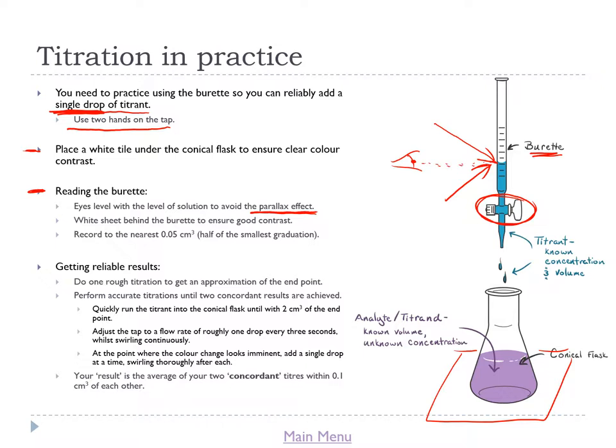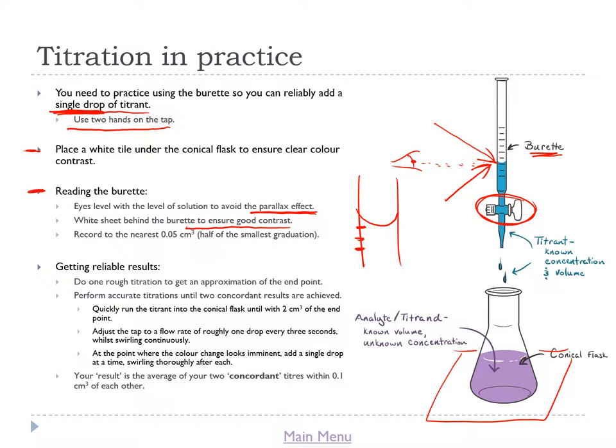Secondly, make sure there's a white sheet behind the burette so that you've got a good colour contrast, because again, you're looking for the meniscus. Remember, that's the curved layer there, and you're looking to have things in line with the meniscus. Now, that meniscus isn't always easy to see, so if you've got a white sheet behind you, the contrast is clearer and you can more reliably take your reading.